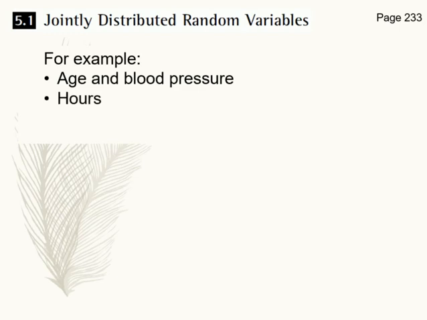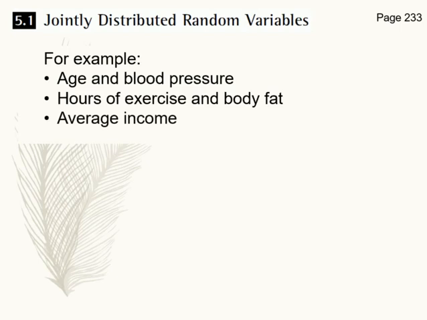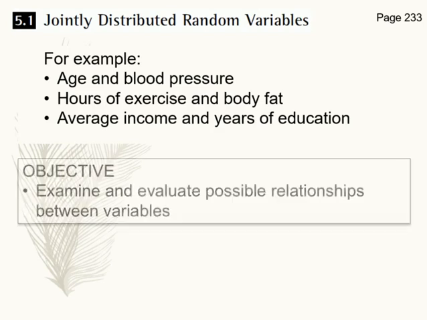In the past, we could have also just focused on hours. It could be hours of anything. But in this section, we're not just going to look at one variable, we're going to look at two. So for example, hours of exercise and body fat. And lastly, instead of just looking at one variable such as average income, we could be interested in seeing if there's a relationship between average income and years of education. So in a nutshell, the objective of this section is to examine and evaluate possible relationships between two variables, specifically two at this stage.